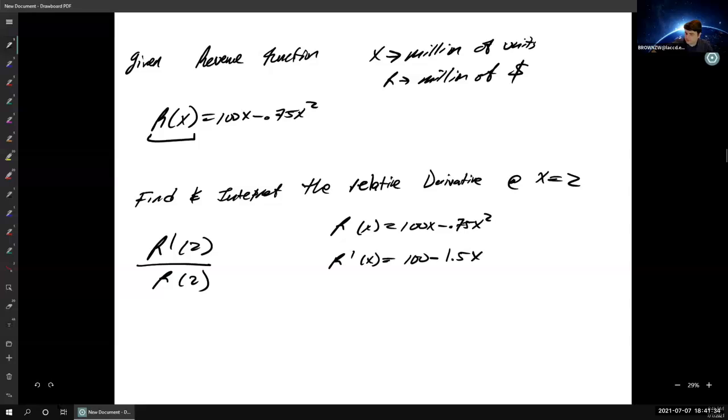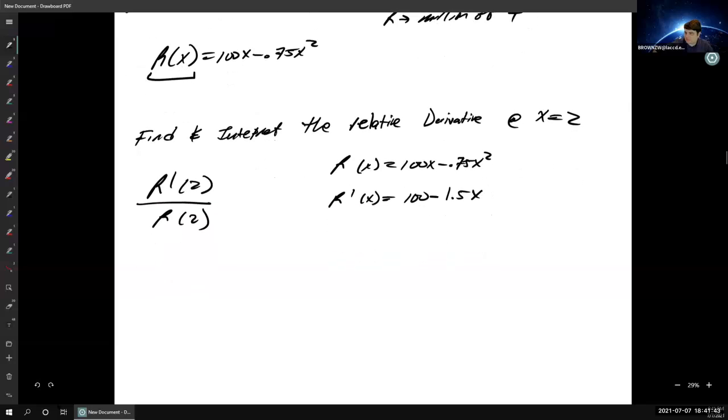Okay, so we're just going to plug 2 into the derivative. That'll be up top. And then 2 into the actual function itself, and that'll be my bottom term. So working this out, that's going to be 100 minus 1.5 times 2 over 100 times 2 minus 0.75 times 2 squared.